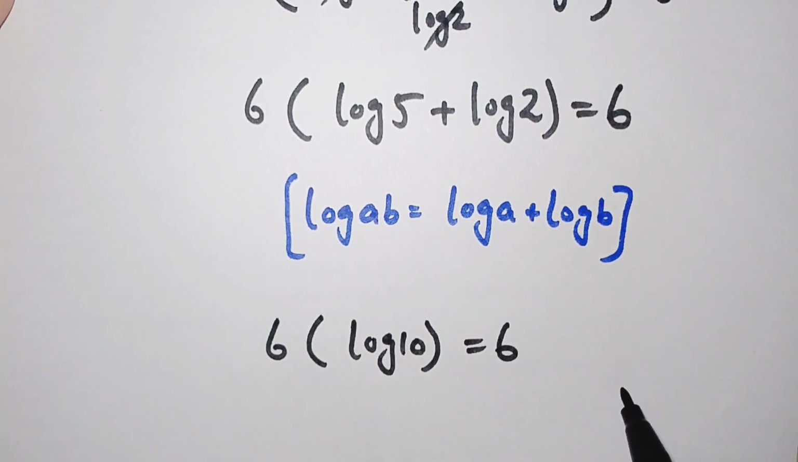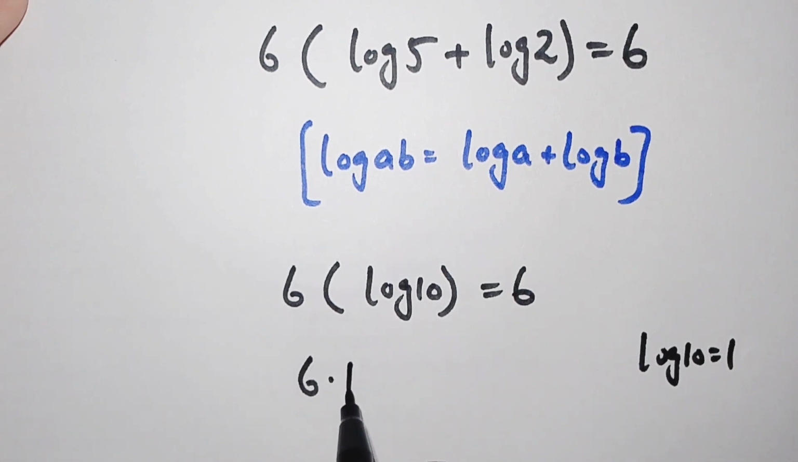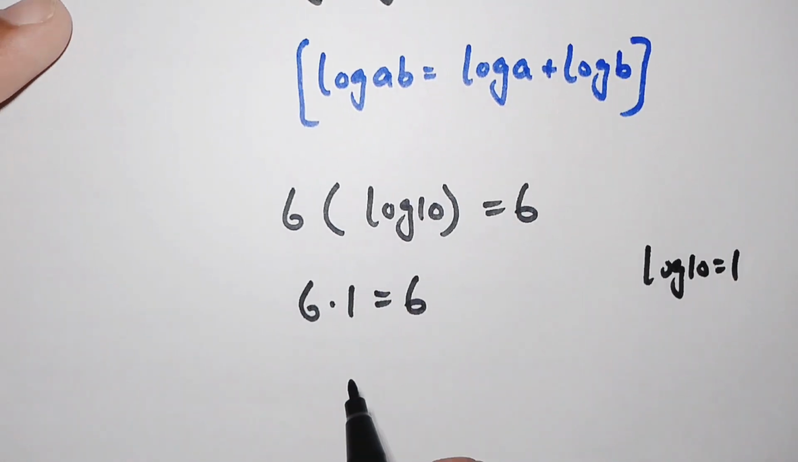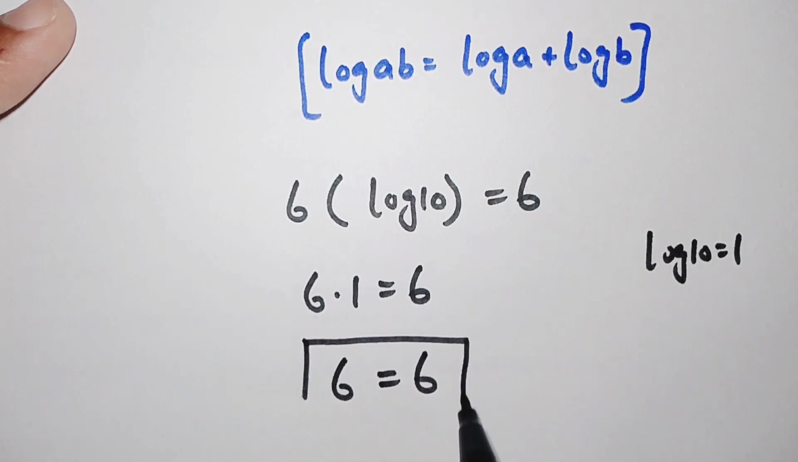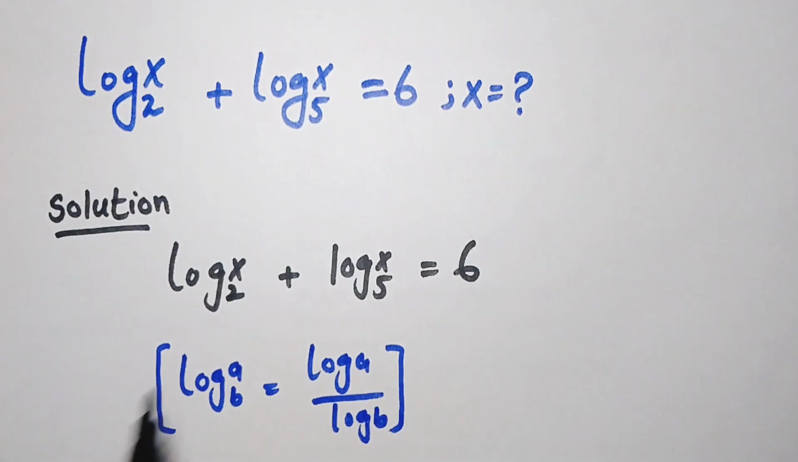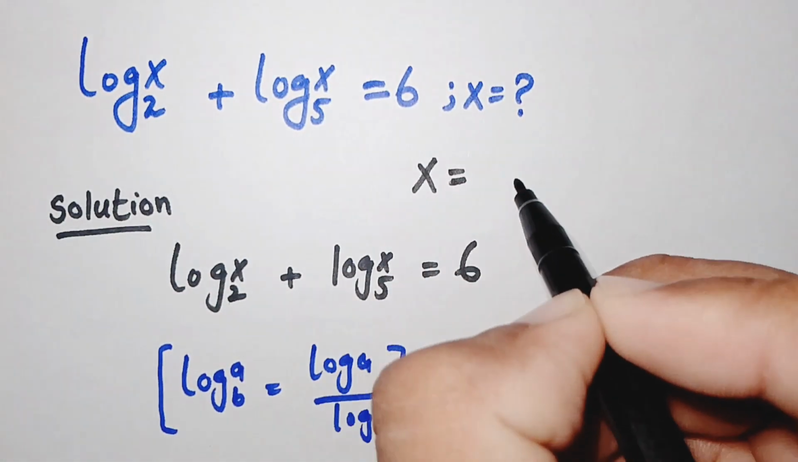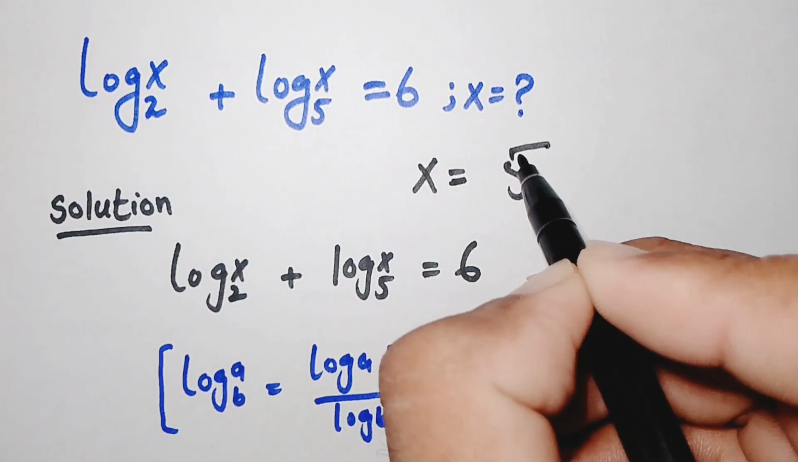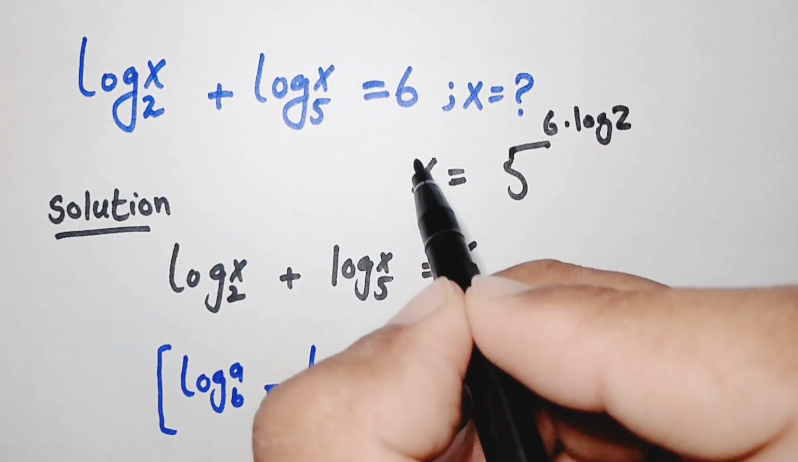Again we know that log of 10 is equal to 1, so here we have to put 1 in place of log of 10, so this will become 6 times 1 is equal to 6, and finally here 6 is equal to 6. This shows that the left hand side and the right hand side are equal, so our answer is correct. So the answer of this question is x is equal to 5 to the power of 6 times log of 2. This is the answer of this interesting question.